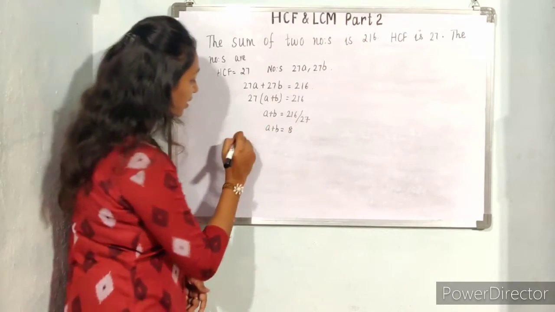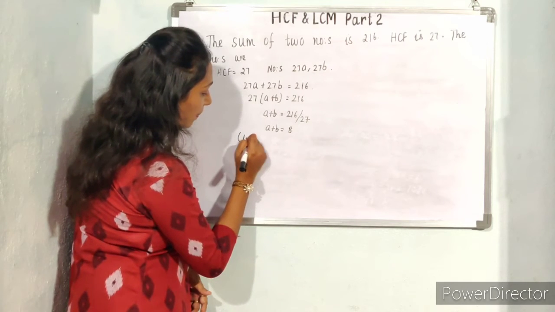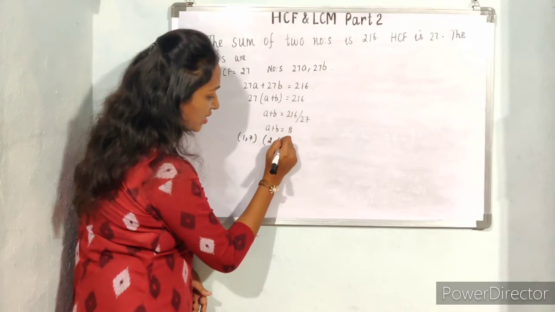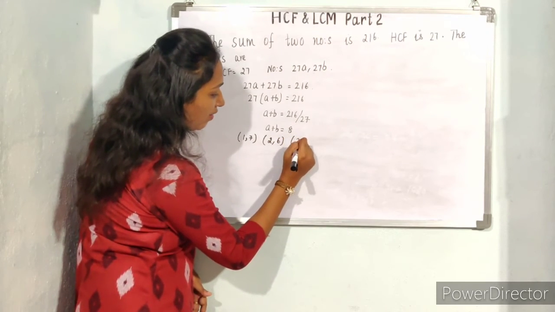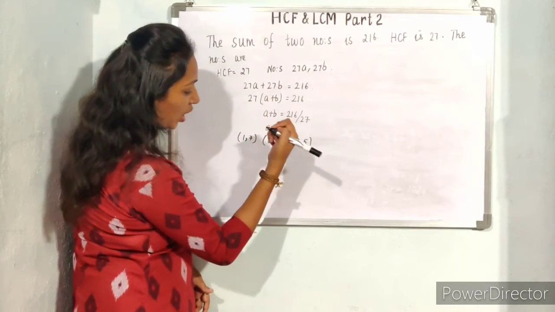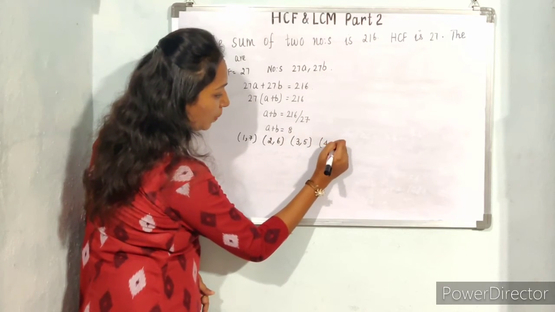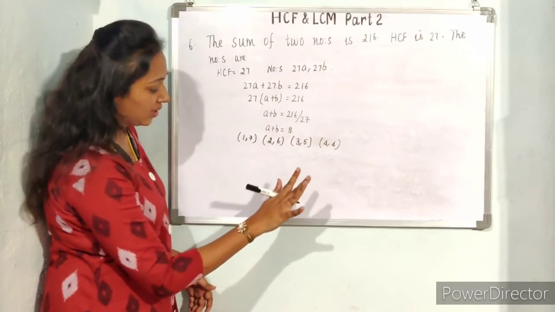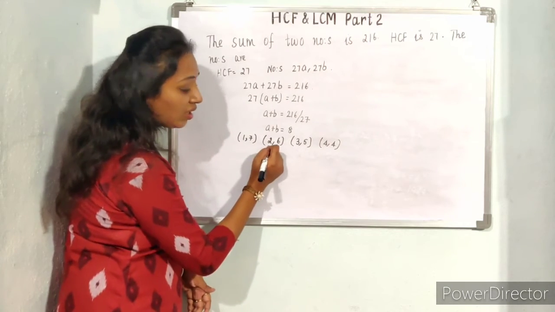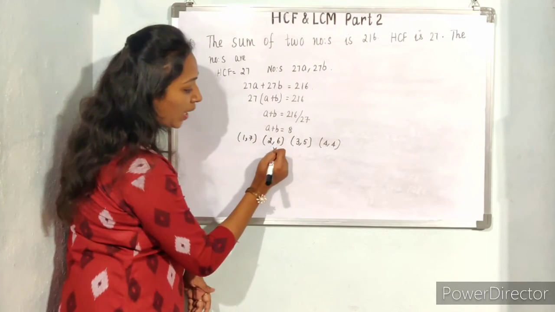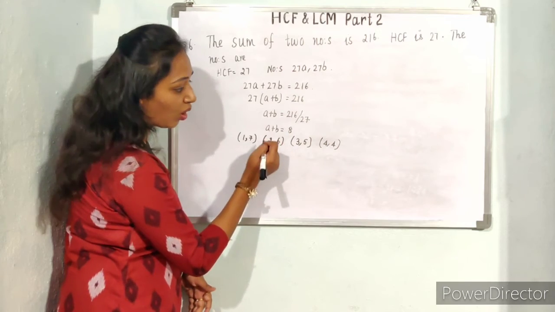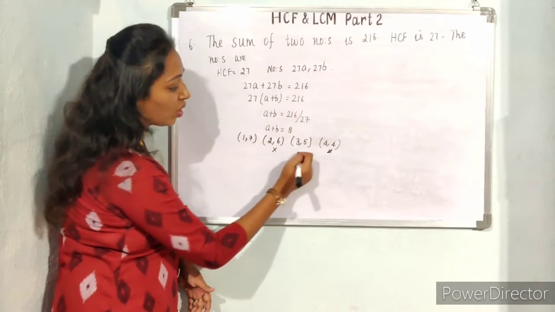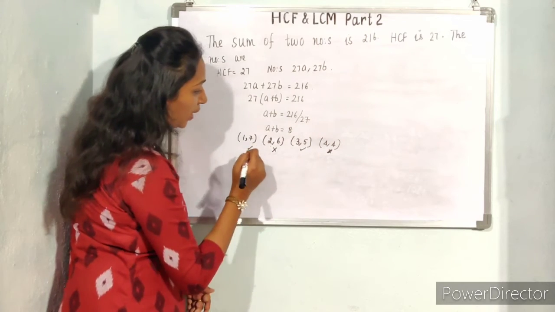So first let's start with number 1. So 1 plus 7 will give you 8. Then 2 plus 6 will give you 8. Then 3 plus 5 will give you 8. Then we have 4 plus 4, again 5 plus 3, 6 plus 2, 7 plus 1. That's it. These are the possibilities. Now see here, 2 and 6, they are not co-primes, because their HCF is not 1. At the same time, 4 and 4, they are not co-primes. So only these two pairs are co-primes.